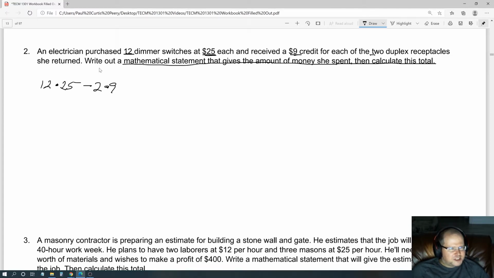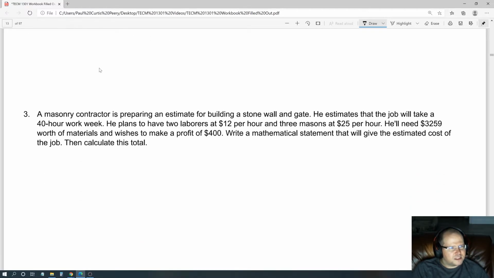Okay, so order of operations, we're going to deal with the multiplication, this one and this one, before we deal with the subtraction next. So we say 12 times 25, which is $300. And then we say 2 times 9, which is $18. And then we say 300 minus 18, which would give you $282. And that should be it. All right, that looks good. All right, so let's move on to the next one.